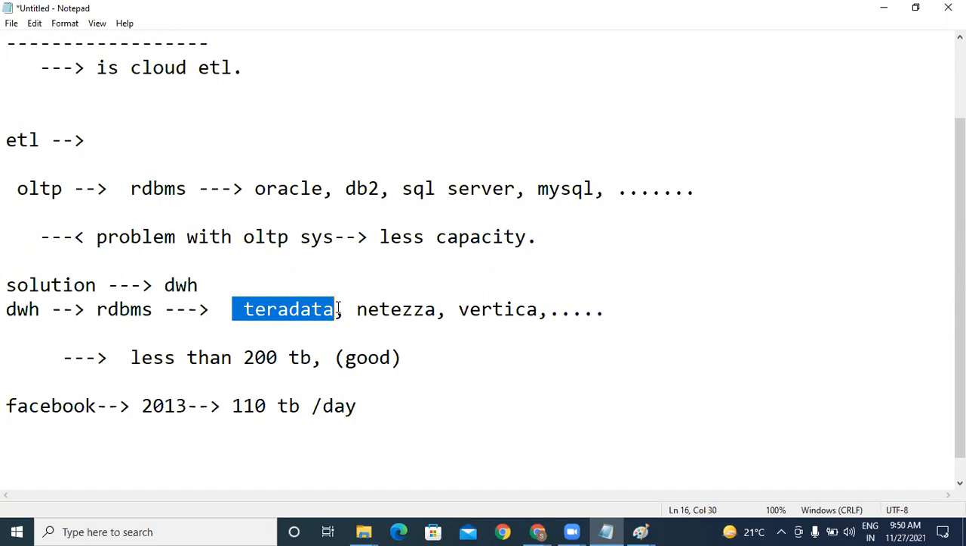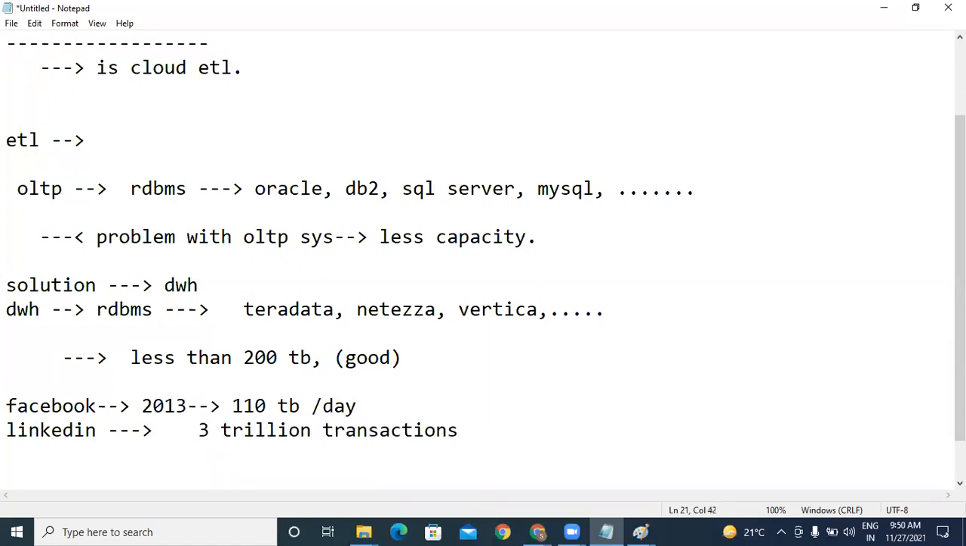Understand the point, sir? Same thing, if you talk about the biggest transactional frequencies, let's talk about LinkedIn. LinkedIn transactional frequency is like this, sir. 3 trillion transactions per 10 seconds. Just imagine. Please don't ask me how many zeros per trillion. I don't know. 3 trillion transactions per 10 seconds. That means per minute, 18 trillion transactions. Per day, into 60 into 24.